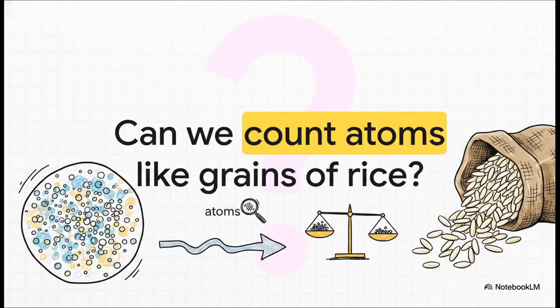Which brings us to a really crucial question. Do you think we can count the number of atoms in a substance the exact same way we count those rice grains in a sack? Atoms are exponentially smaller than rice grains. They're so unbelievably tiny that counting them one by one is literally impossible. And yet, to pull off any chemical reaction accurately, chemists need to know exactly how many atoms they're mixing together. So how do they solve this? Well, the answer pretty much changes everything.